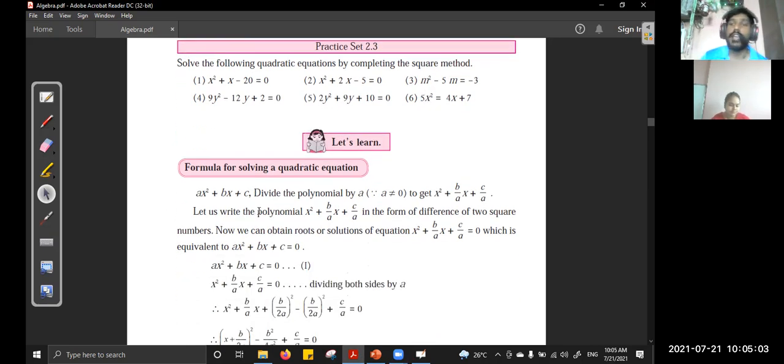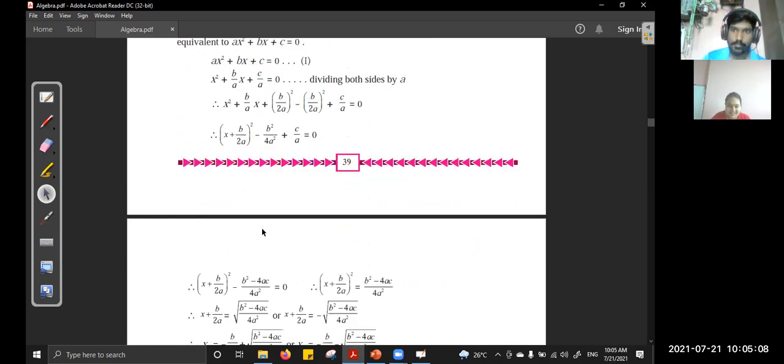Now we will move on to the last method, that is formula method.